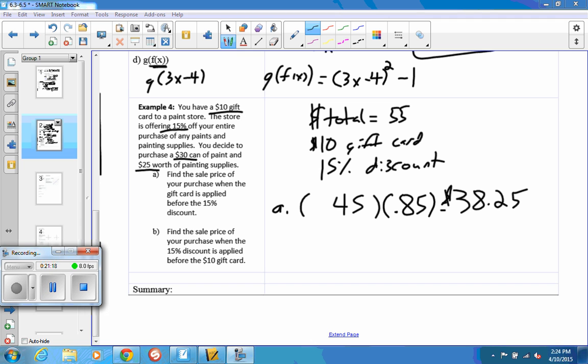$38.25. Okay, B. Find the sale price of your purchase when the 15% discount is applied before the $10 discount. So same discount, 0.85, guys, 0.85. And I want to apply it to the total before the discount. So that's times 55. And then I'm going to take away my $10, all right? So whatever that amounts to, take away. I got, I think I heard it back there, $36.75.